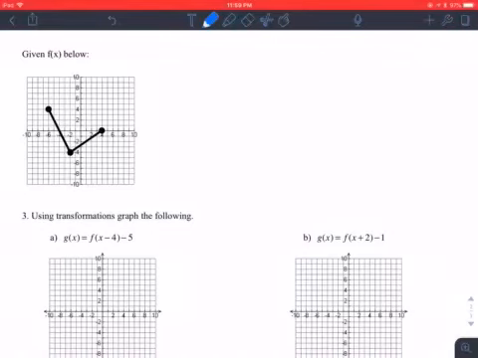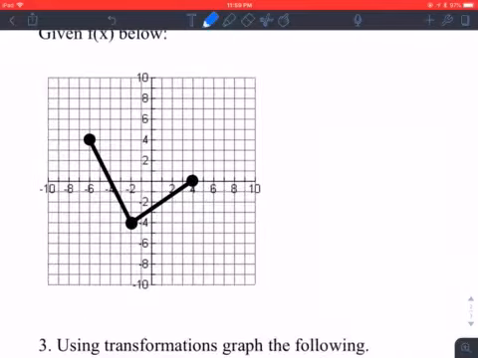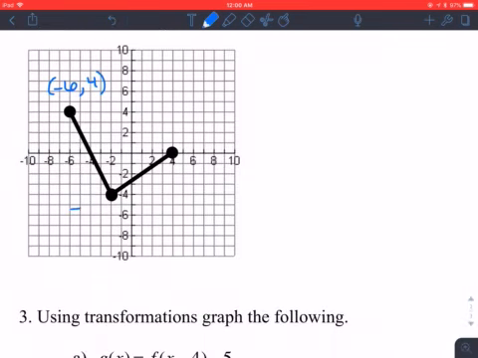In this example, we're given f of x as this graph here. It's kind of L shape. One of the first things I would do here is record the points. So this far left point is -6, 4. This point in the middle is -2, -4. And this point on the right is 4, 0.